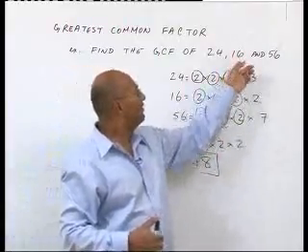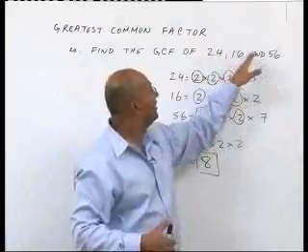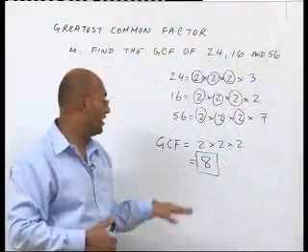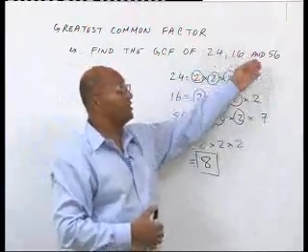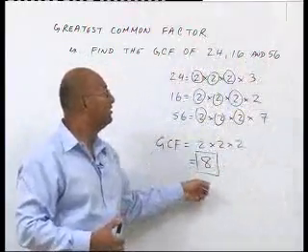For instance, there aren't any other numbers greater than 8 that are factors of all 3. For instance, 4 is a factor, 2 is a factor, but 8 is the greatest factor.